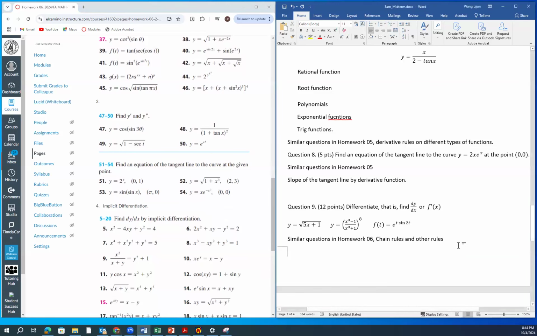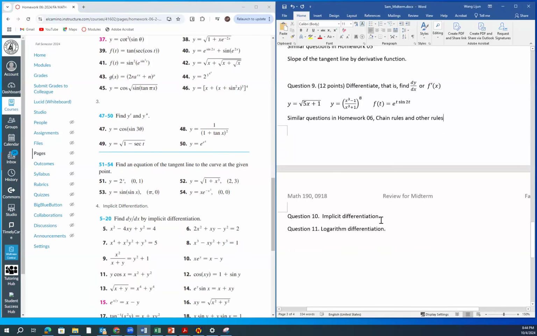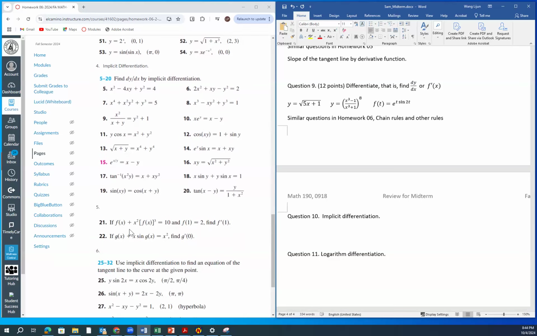Now, there are 2 more questions on the exam without extra credit, okay? Implicit differentiation and logarithm differentiation. There will be 1 question on implicit differentiation. We did the first one, number 5. I think we did one of these, number 5 or number 7, I forgot. And so we're going to choose from one of these odd numbers.